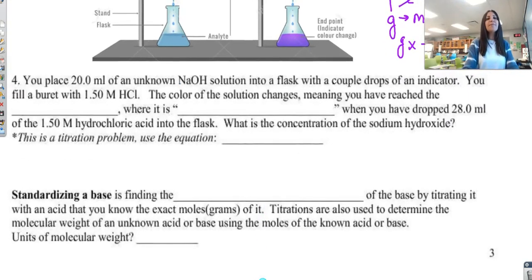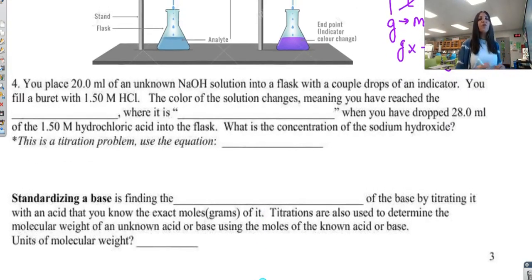This first one says, you place 20 milliliters of an unknown NaOH. So I don't know the concentration of my NaOH. So I'm going to say that MB is what I do not know, and I'm going to circle that with a question mark. And this is 20 milliliters of it, which means it is my VB, my volume of my base. And if you need to say that this is NaOH, you can rewrite that if you want to.